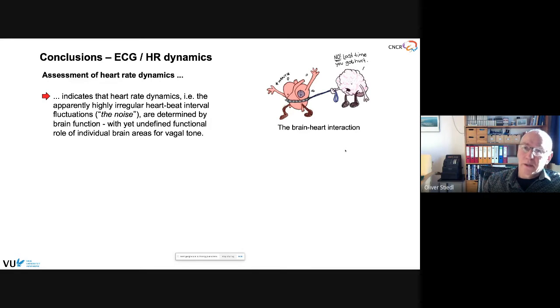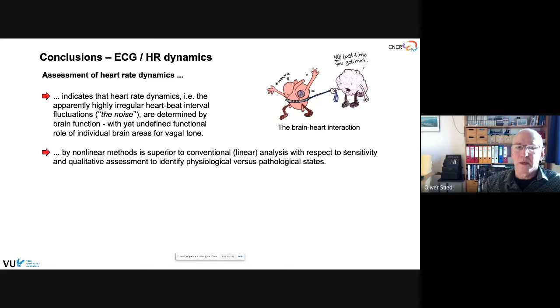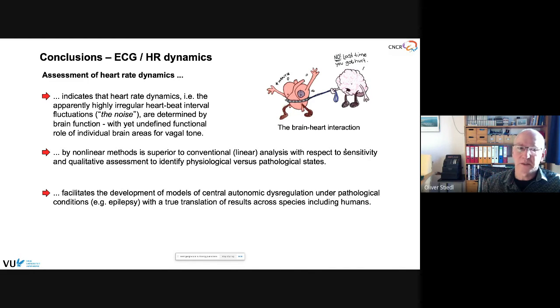And therefore, what I want to point out to you is that we are now using particularly these irregular heart rate interval fluctuations, or the dynamics or the noise, as a nice index of the proper brain-heart interaction. Actually, I think that this would be the future to go also for safety pharmacology of new drugs. We think that the nonlinear methods are superior to conventional linear methods to assess qualitative differences and to identify pathological states and distinguish them from physiological states.